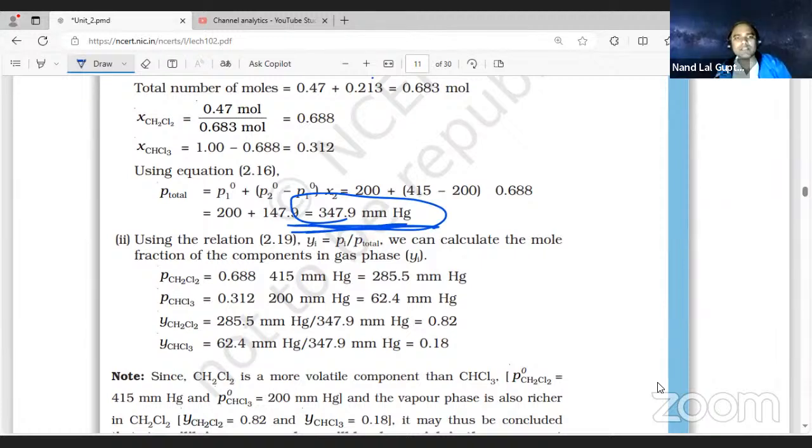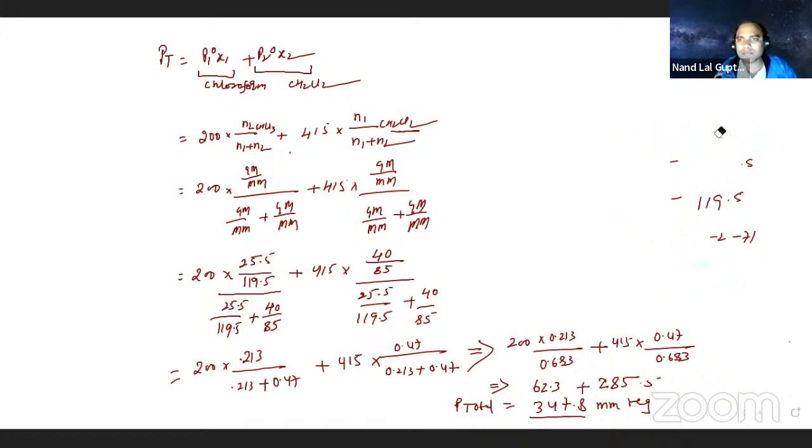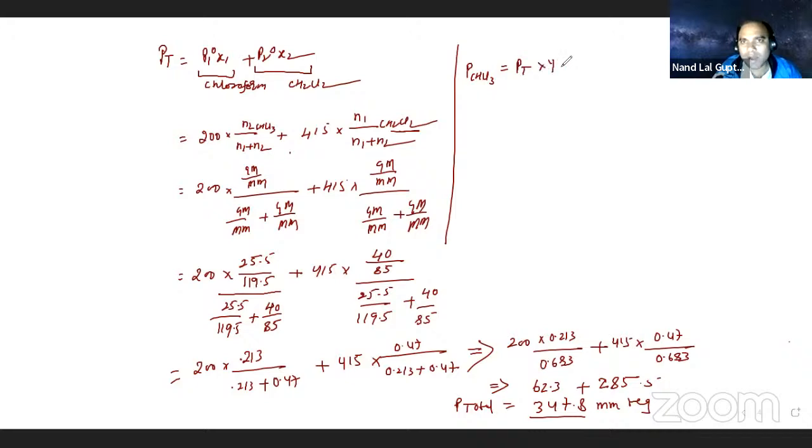Now they are saying you need to calculate the mole fraction in vapor phase. So that we are going to do now, the mole fraction in vapor phase. So P total is there here. What I am doing, I'm calculating here because I'm not going to the next page. Similarly, if you are calculating for CHCl3, what will be there? PT, right? Plus YCHCl3. So YCHCl3 is equal to PCHCl3 upon PT.